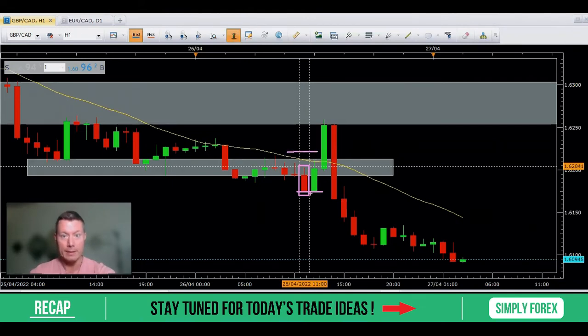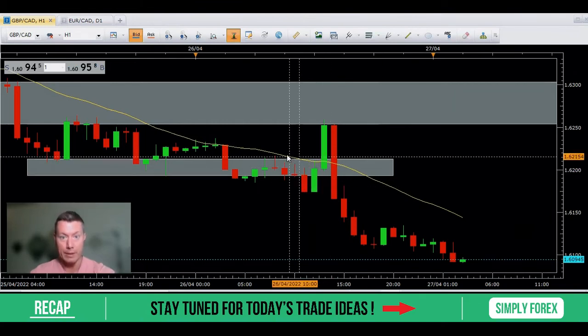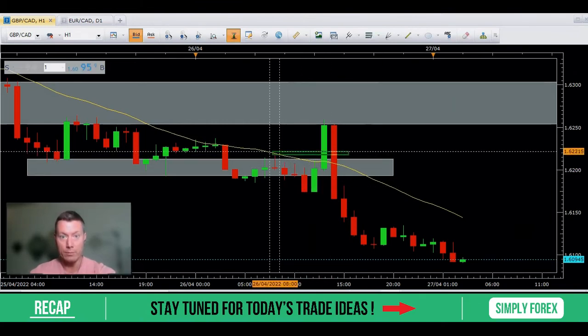First of all, I was looking for roughly a 1:1. I was looking to get out here, and then leave 20% to run down to our higher time frame target. As you can see, that didn't happen, and I got taken out at this level. This large green candle took me out.